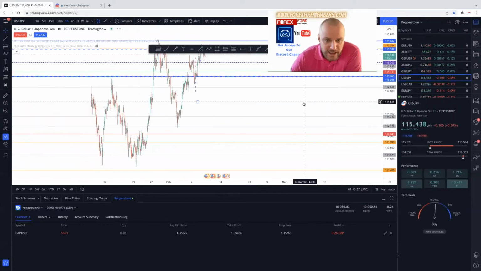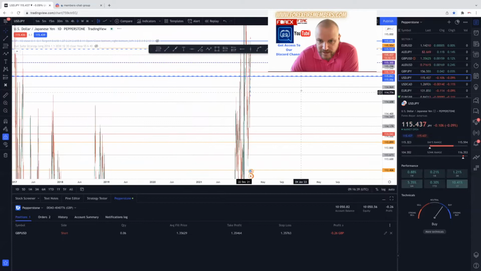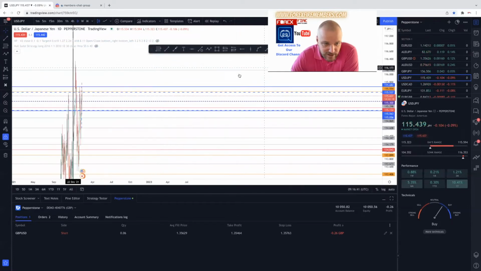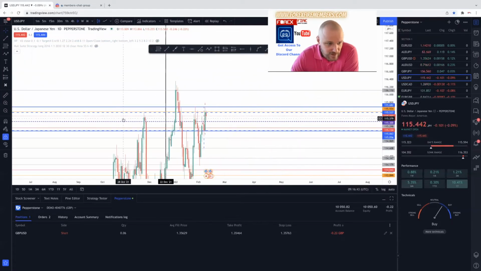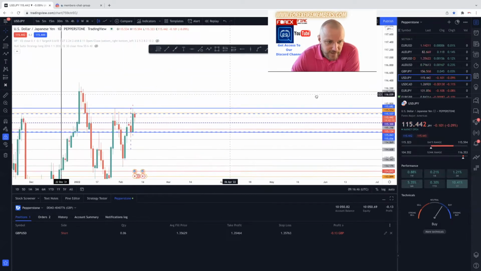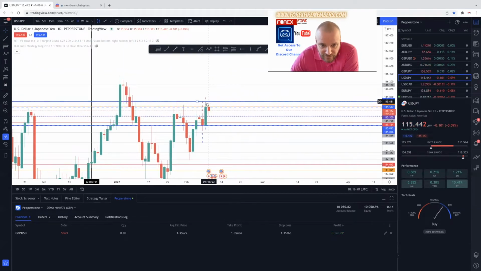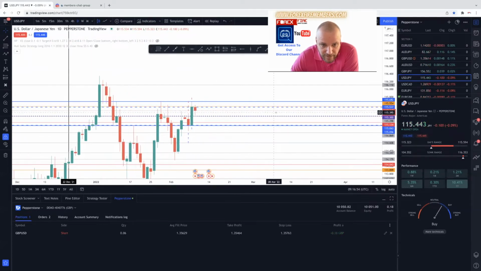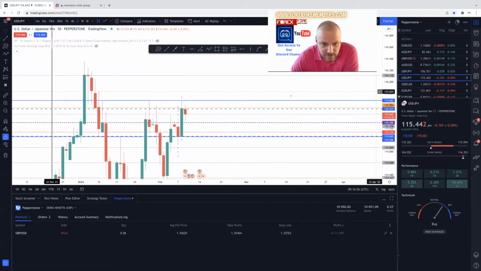USD/JPY. Let's go to the daily. Do same process. Process never changes. Make sure you've got the blue on there. You're identifying your previous day candle, wick high, wick low, body to body, centerpiece. Okay. Let's take a look.